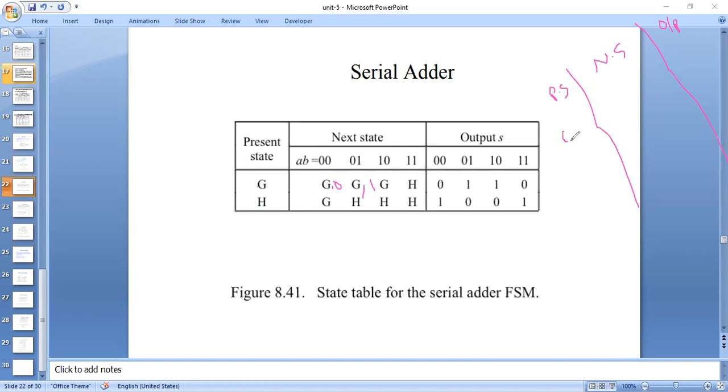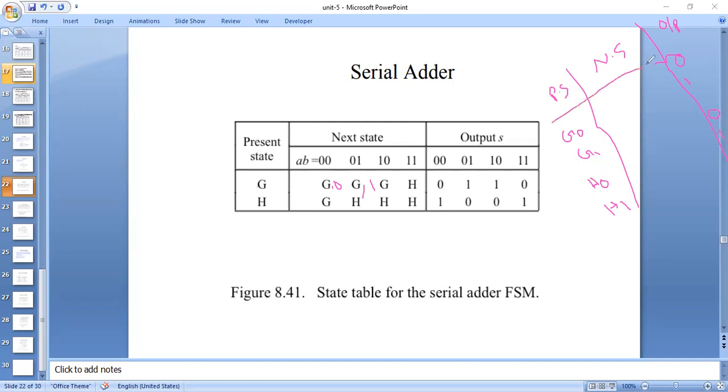If we have different outputs, you can split that state into G0 and G1. Similarly, look at the H state: here H has 0, but here it has 1. So here also you can split that state into 2 states, H0 and H1. Here G0 belongs to output 0, G1 belongs to output 1, and H0 belongs to output 0, and H1 belongs to output 1.